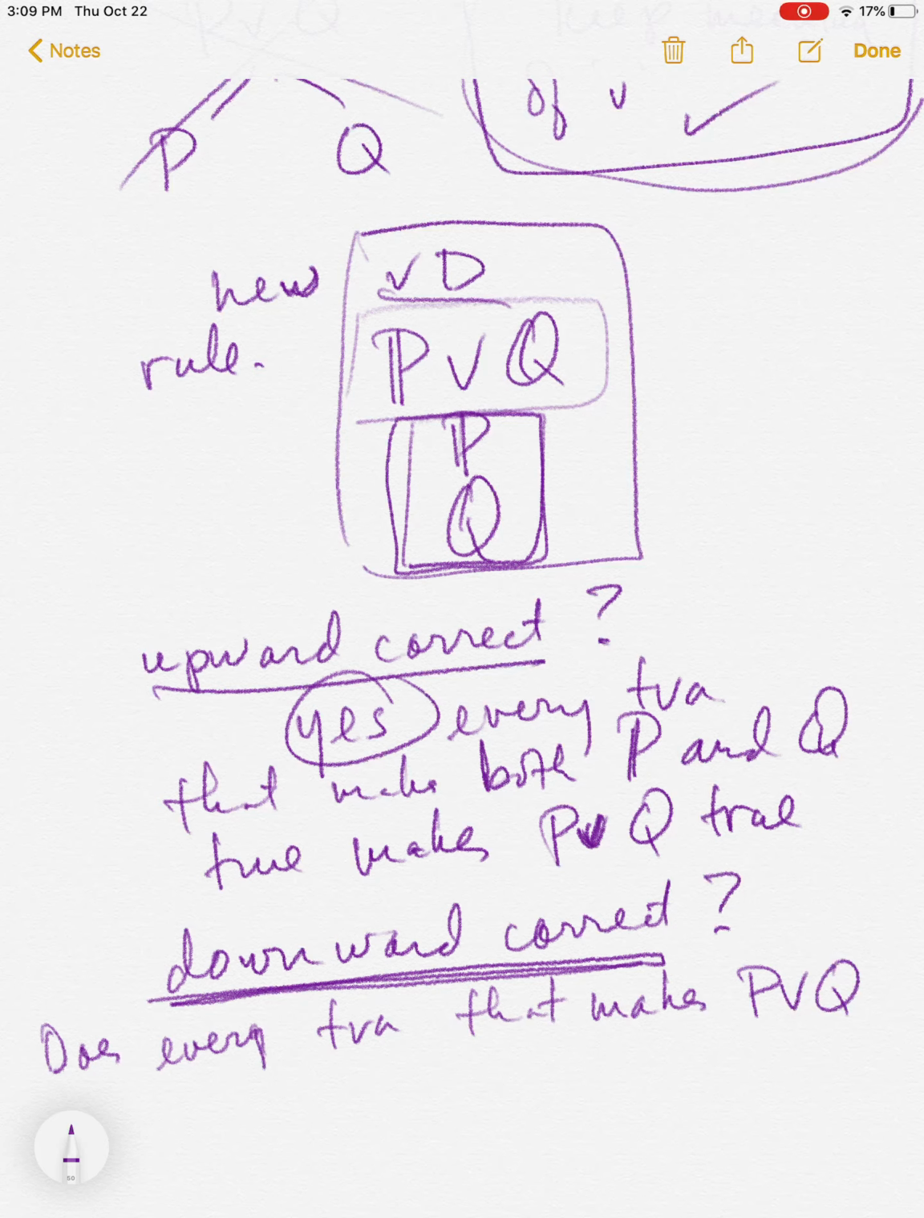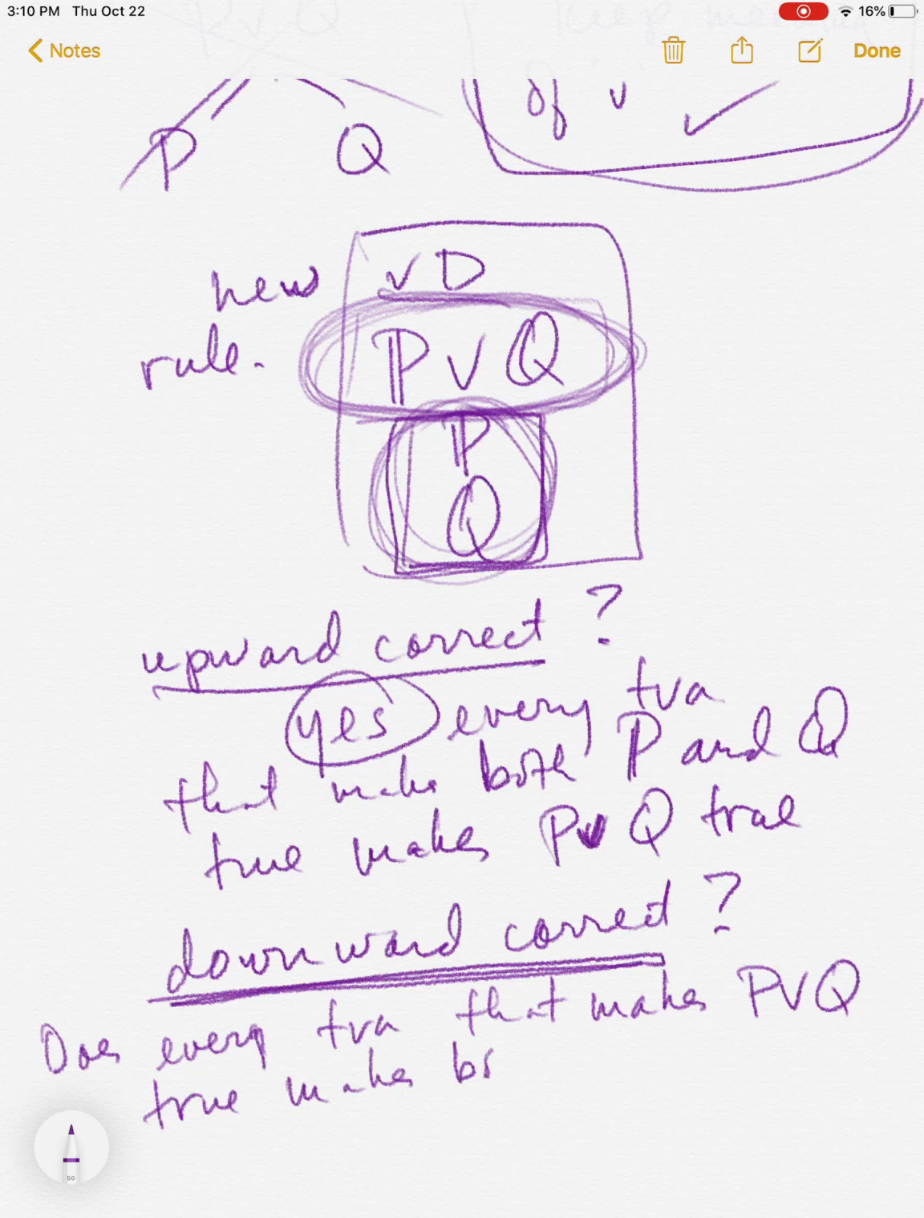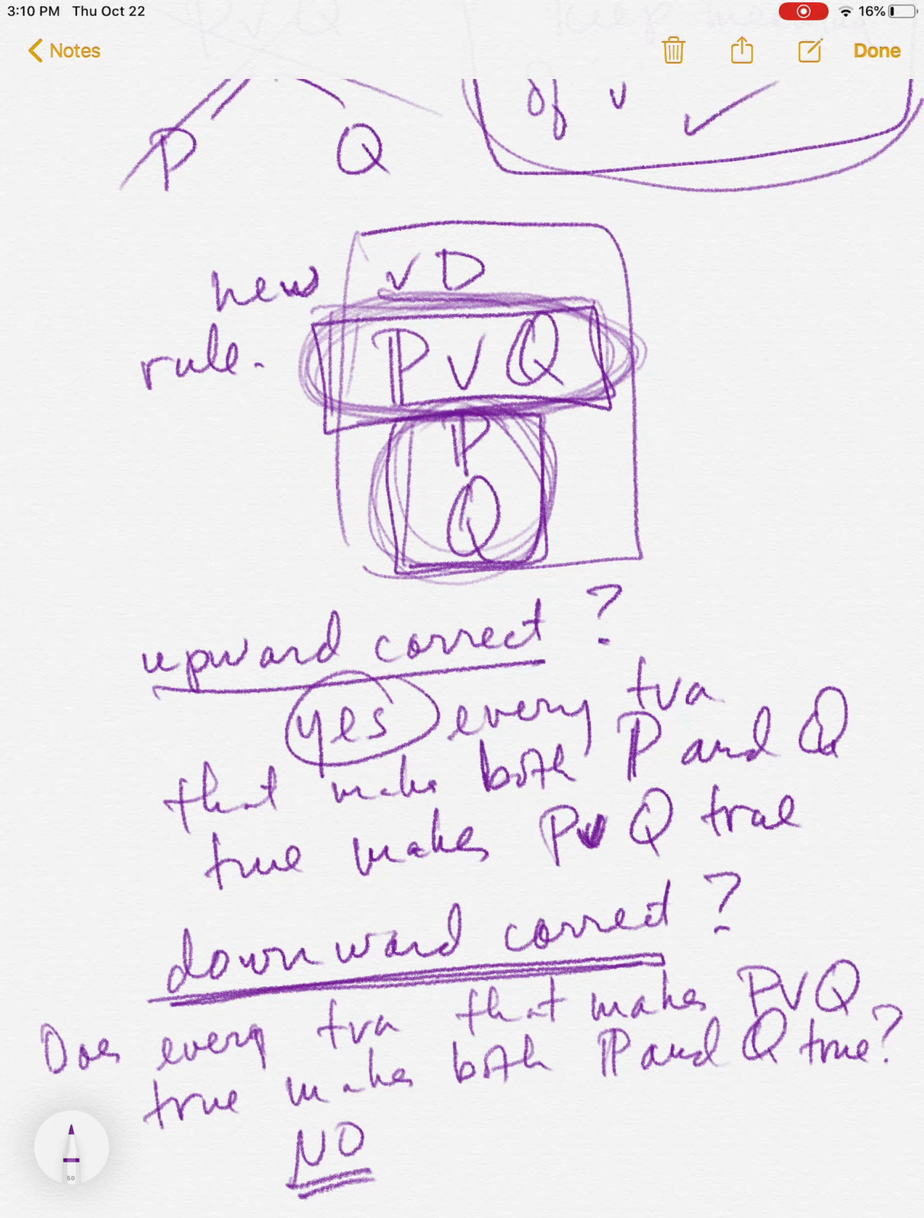Because what we mean by downward correct is that every truth value assignment that makes the thing that you're decomposing true is going to make at least one list of conclusions true, and in this case we only have one list. So is it the case that every truth value assignment that makes P or Q true makes both P and Q true? And the answer is no, because you might have a truth value assignment that makes P true, but it makes Q false. And so that truth value assignment would make P or Q true, but it wouldn't make both P and Q true. It would make P true, but it wouldn't make Q true. Okay, so that's an example of a rule that's upward correct, but it's not downward correct.